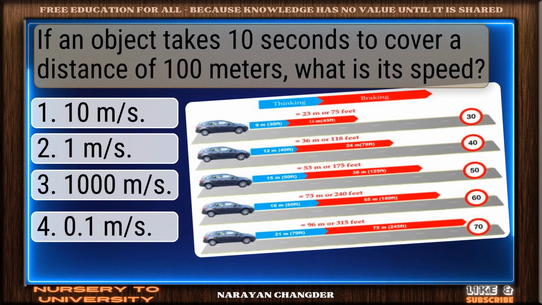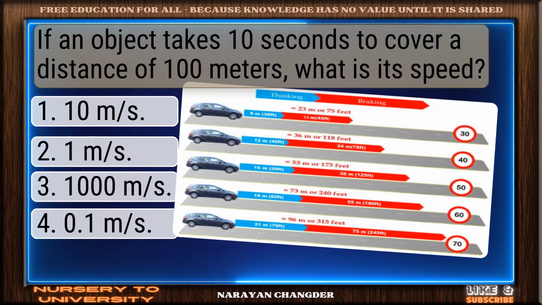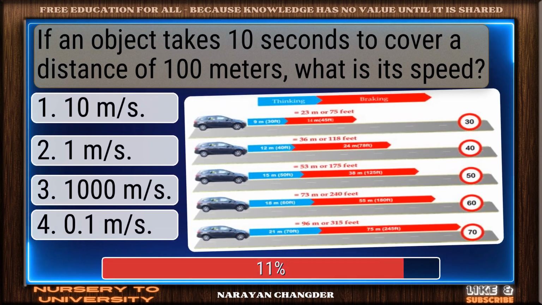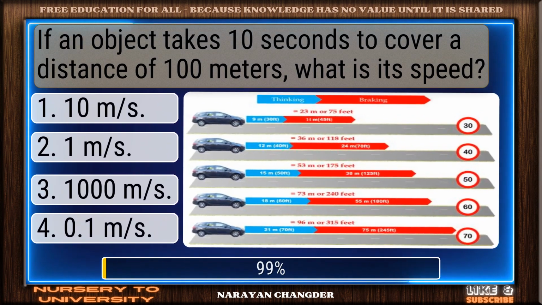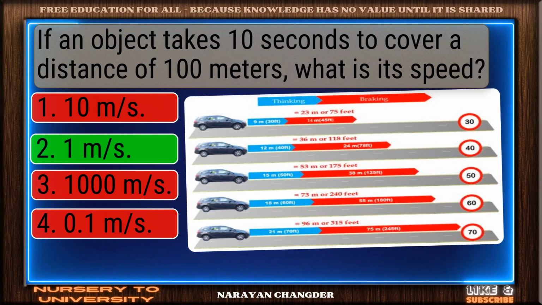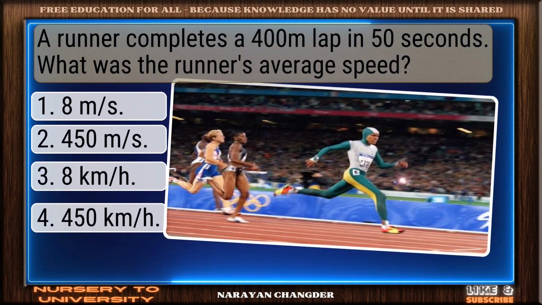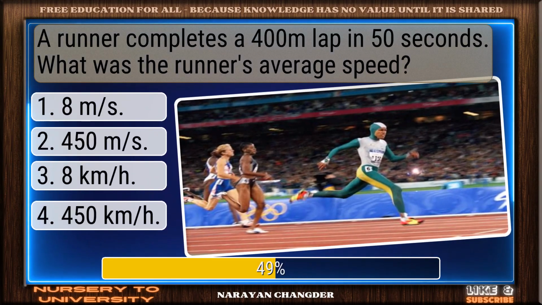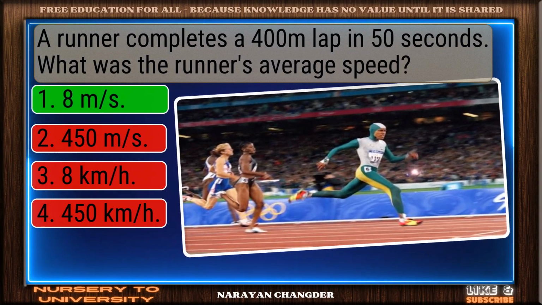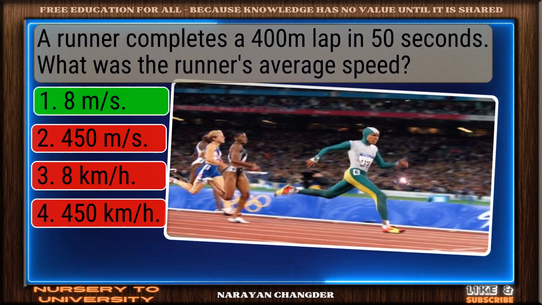If an object takes 10 seconds to cover a distance of 100 meters, what is its speed? Bravo, 10 meters per second is the answer. A runner completes a 400 meter lap in 50 seconds. What was the runner's average speed? Great, 8 meters per second is the accurate answer.